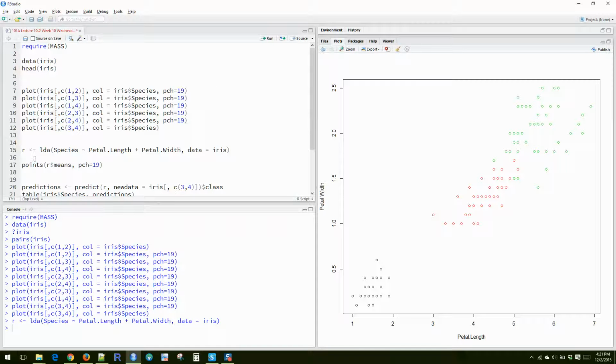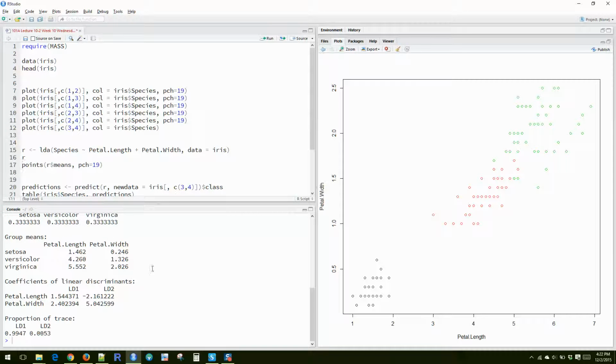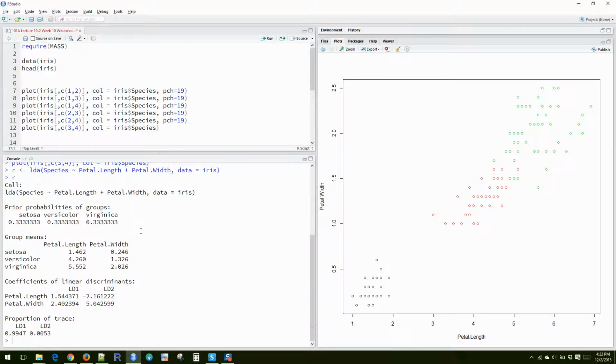and it's done. So we can ask, what'd you do? All right, and so it gave prior probabilities of 0.33 for each group, and I think that's because there's 50 points in each group. And it said, okay, the group means for the setosa is 1.462 and 0.246 for petal length and petal width. The group mean for versicolor is this, and the group mean for virginica is this.